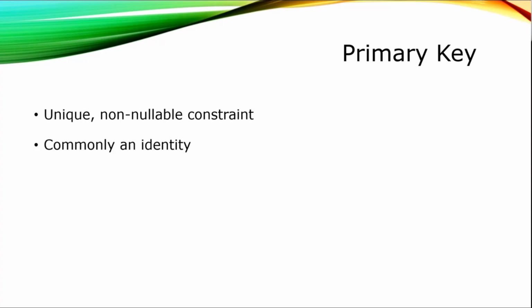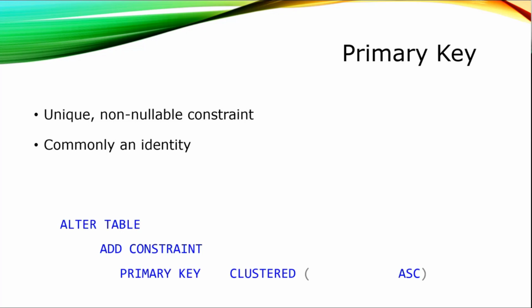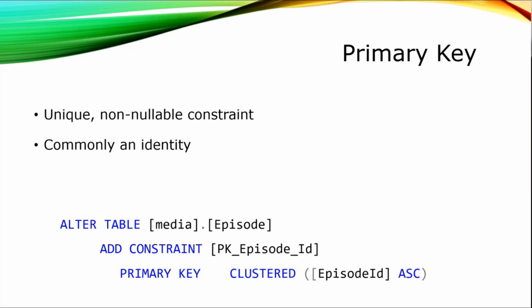Briefly touch on the three main index types, right? This is not comprehensive. These are just the ones that we're going to be looking at and working with. Primary keys, unique, non-nullable constraint. This is commonly on an identity column or any other unique identifier, because the whole point of a primary key is to enforce that uniqueness. We have a table episode. We're going to go ahead and add our primary key constraint on that identity column, that episode ID identity column.